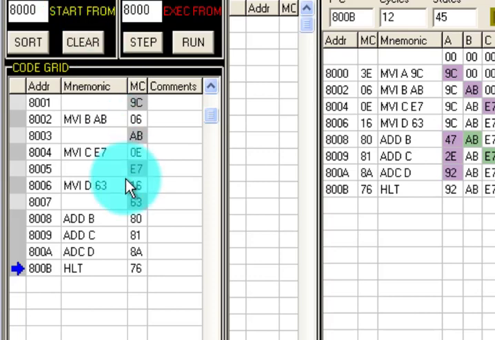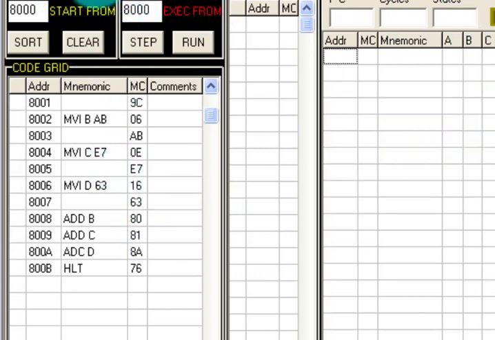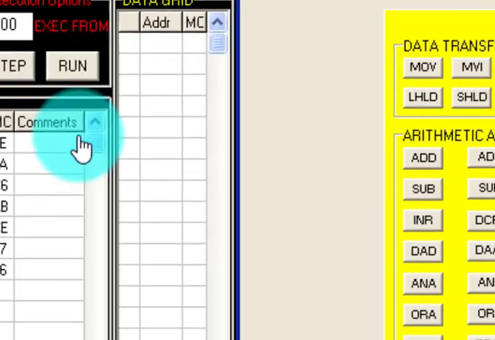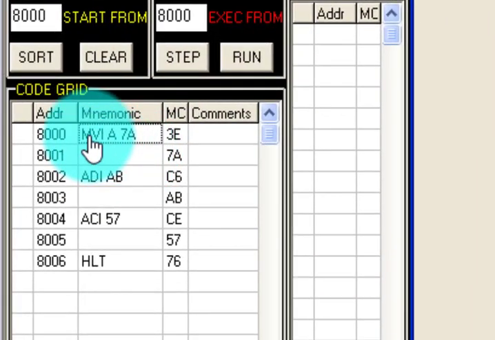Now let us see some more instructions with respect to the 8085. This is the first row of arithmetic instructions. We did ADD and ADC. Now let us do ADI and ACI. To understand this I have written the code. We have MVI A 7A, ADI AB, ACI 57 and halt. MVI will store 7A in register A, and ADI, the full form is add immediate. It is a 2-byte instruction.